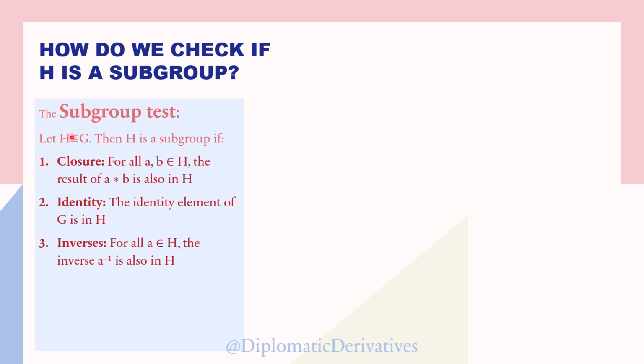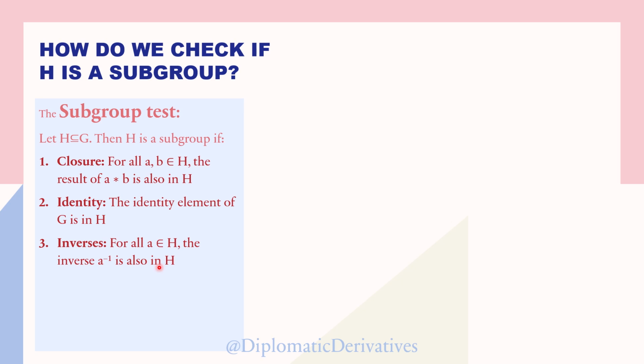We take three conditions. The first one is the closure property: for all a, b in H, the result a star b is also in H. Simple, like how we did for the group. Second, identity: the identity element of G is in H. Whatever the identity element of G is, that element has to be present in H as well. Third, for all a in H, the inverse a inverse is also in H, similar to the previous lecture, such that a times a inverse is equal to e, the identity element.